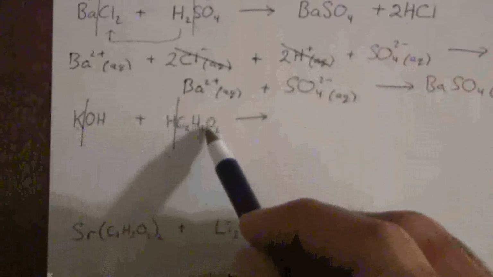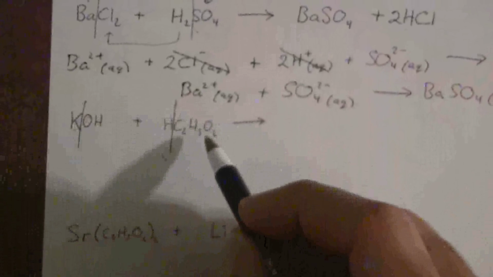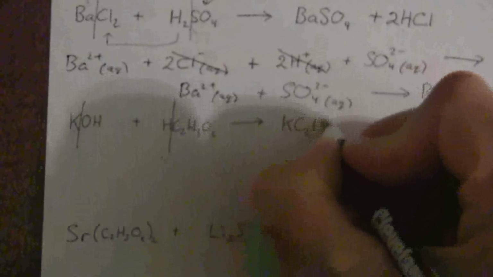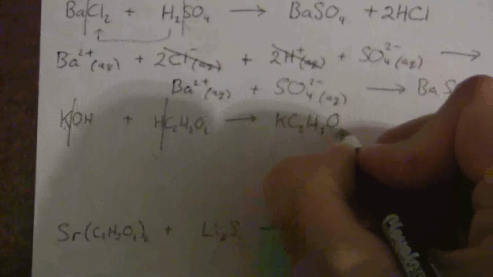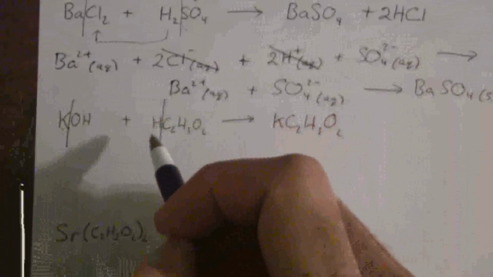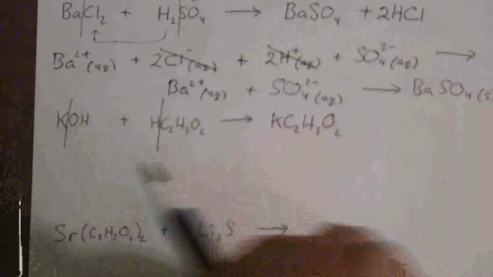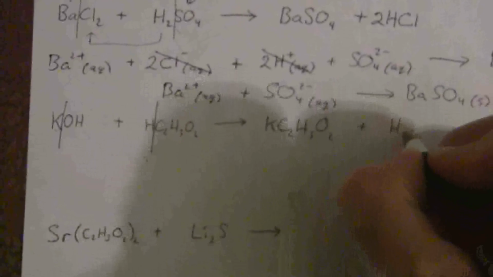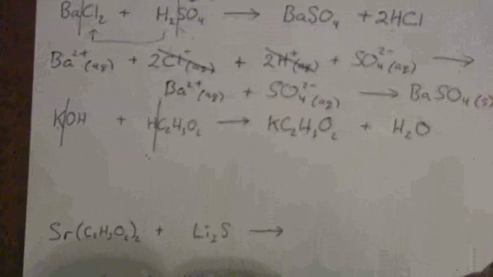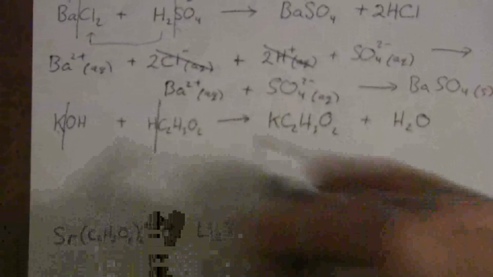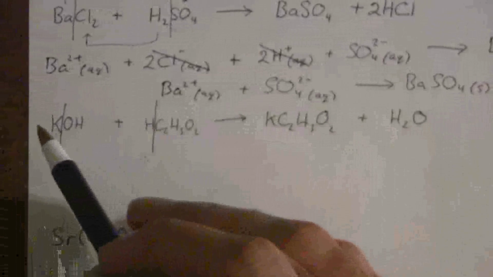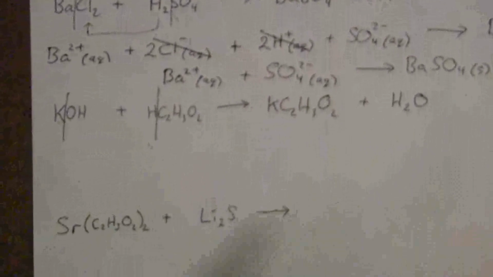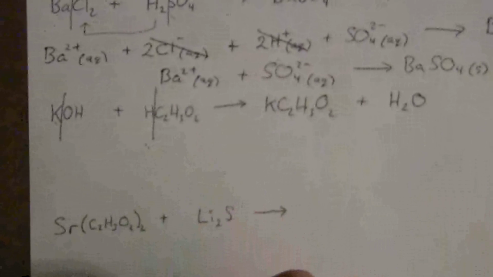Potassium will join up with the acetate, +1, -1, KC2H3O2. The hydrogen will join up with the hydroxide, and you have H2O. Okay. So now we have our complete equation. One ion of each on both sides, so we are balanced.